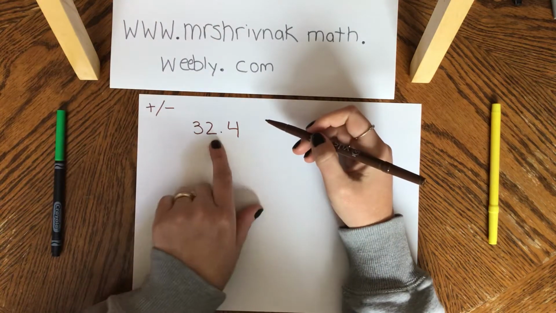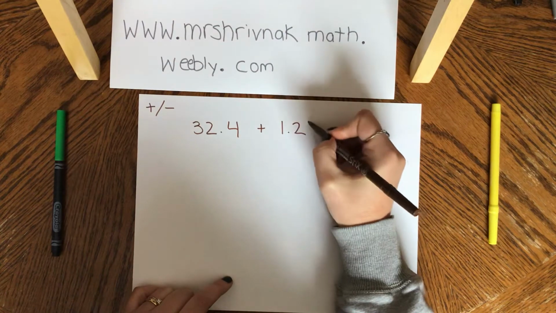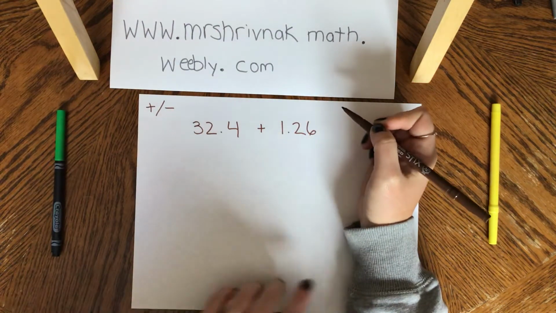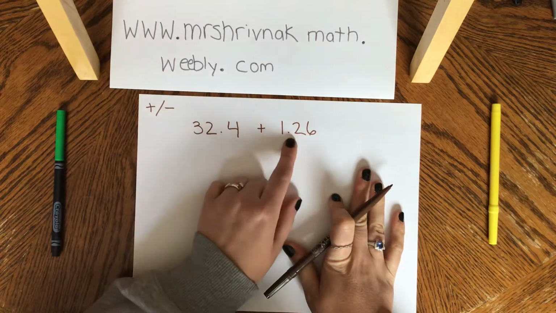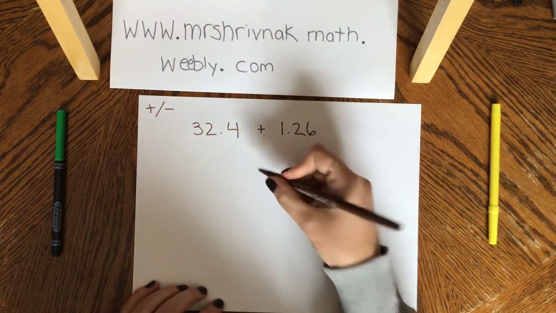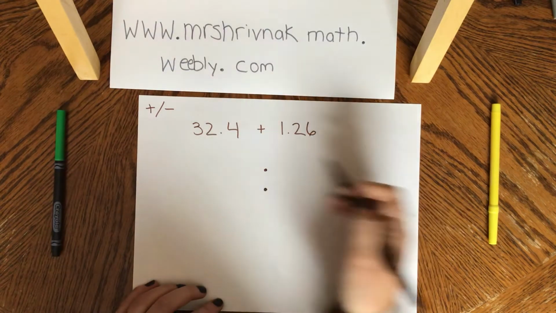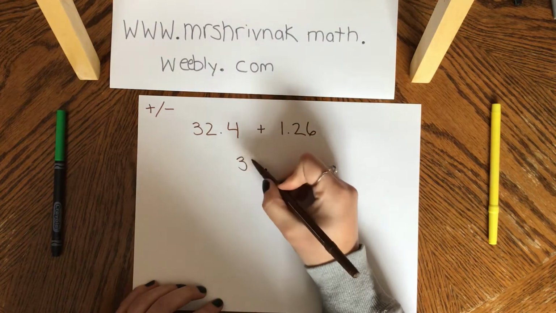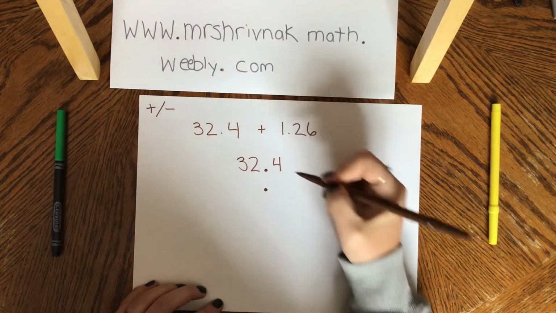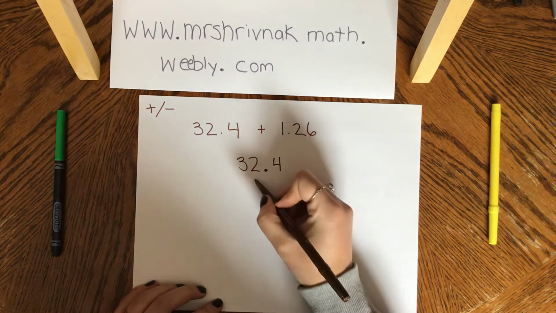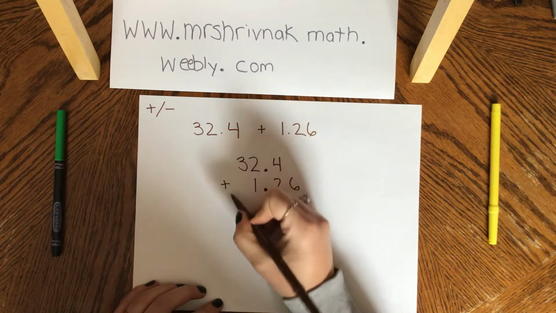32.4, 32 and 4/10, plus 1.26, or 1 and 26/100. Now the rule about adding and subtracting decimals is that the decimal point needs to be lined up. So I tell my students to write the decimal points in first, and then build your number around it. So this one is 32, and then I need 4 on the other side of the decimal point. This number is 1, and I need 26 on the other side of the decimal point.